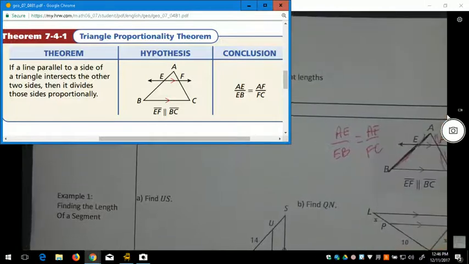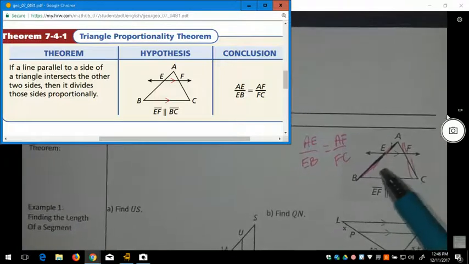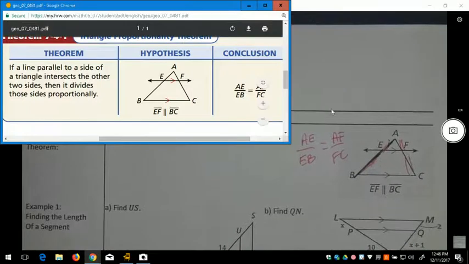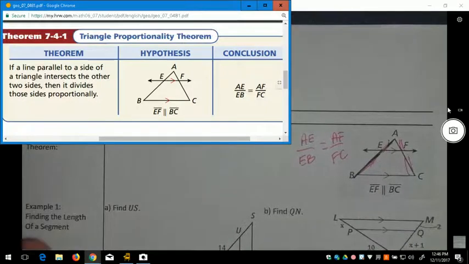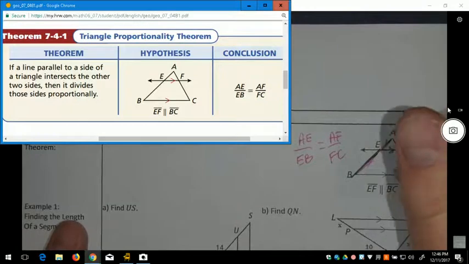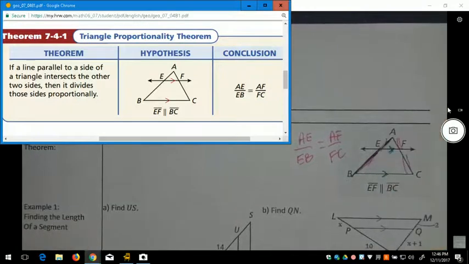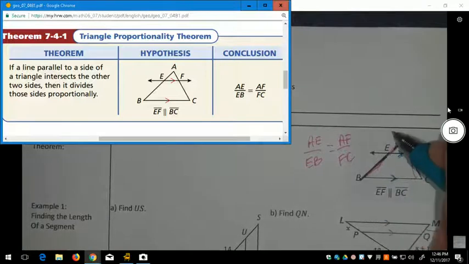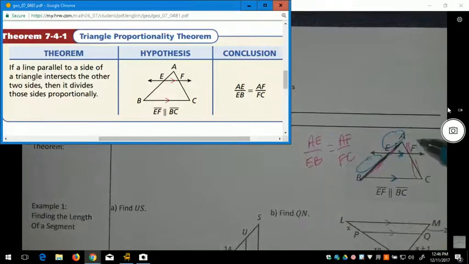Now normally, when we were solving in lesson 7.3, we had to be very particular that we were doing a side length of a triangle, AE, over the full side, AB. But because of this proportionality theorem, as long as we are given that this line that's cutting it is parallel to the base of the triangle, then I don't have to take the full side length. I can actually do piece over piece equals piece over piece.